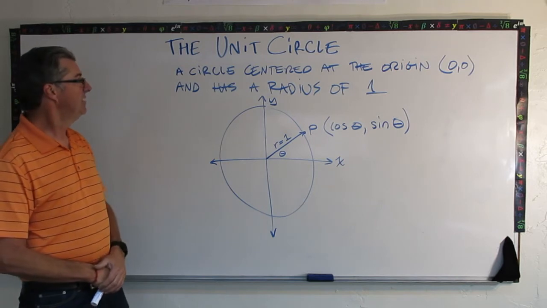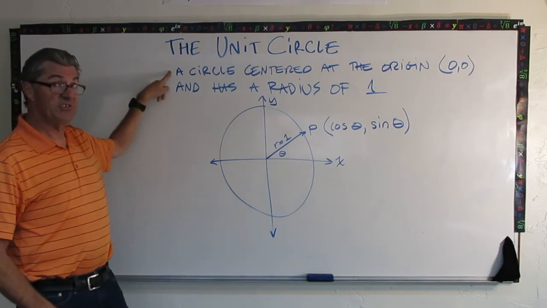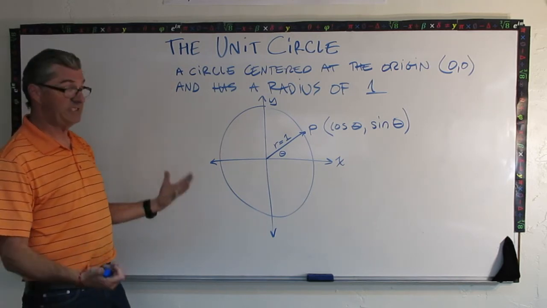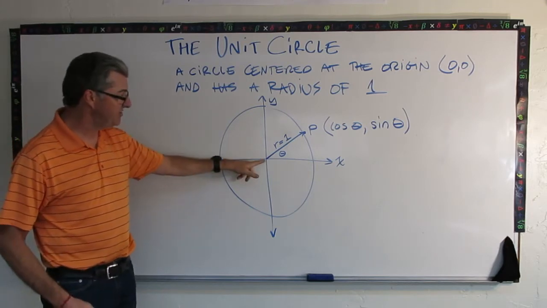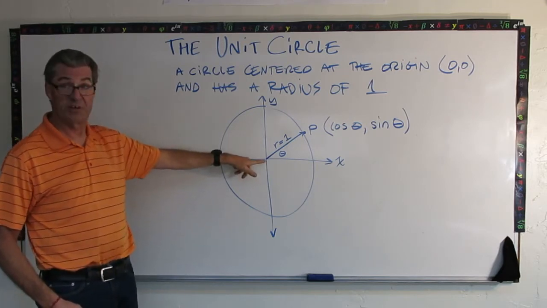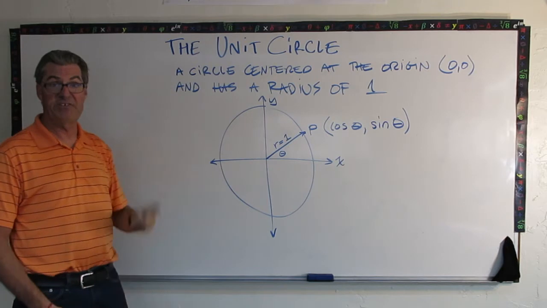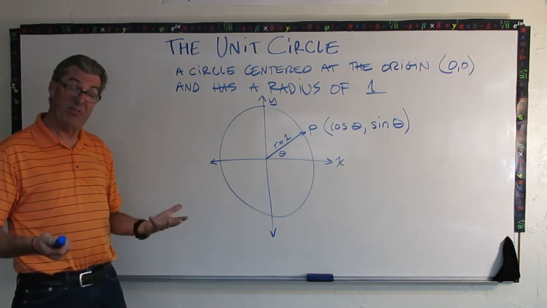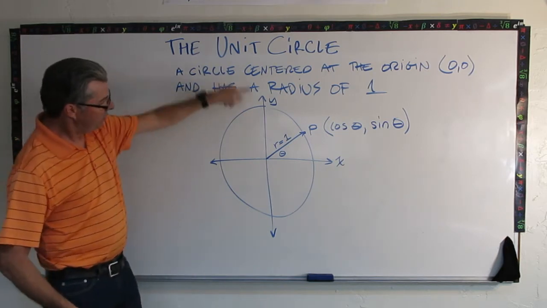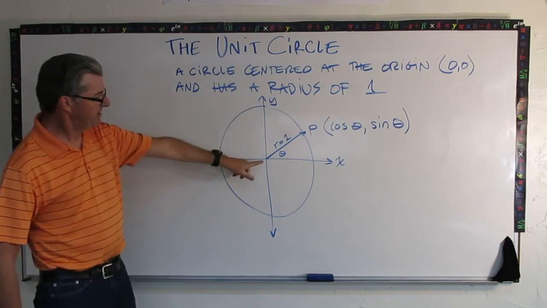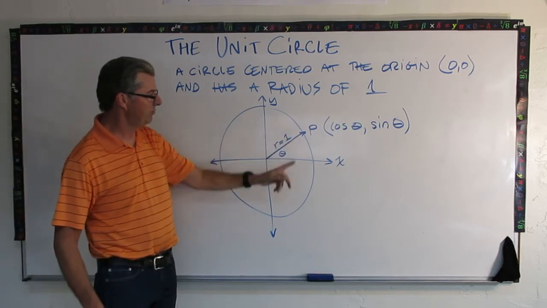Okay, so the unit circle is simply this: a circle that's centered on the origin, which means the center of the circle is at the point (0, 0), and it has a radius of 1. Pretty simple thing, right? Here I have the y-axis and the x-axis, centered on the origin, radius equals 1.